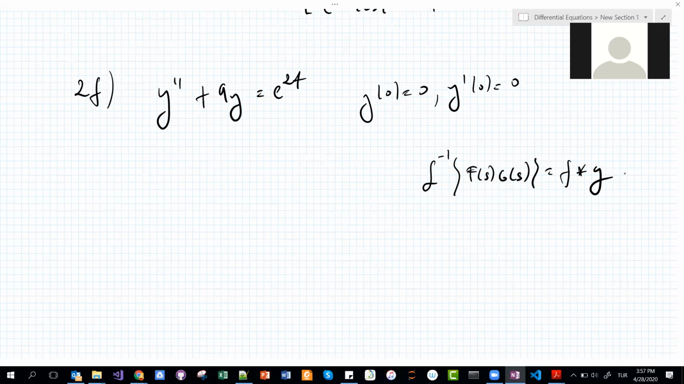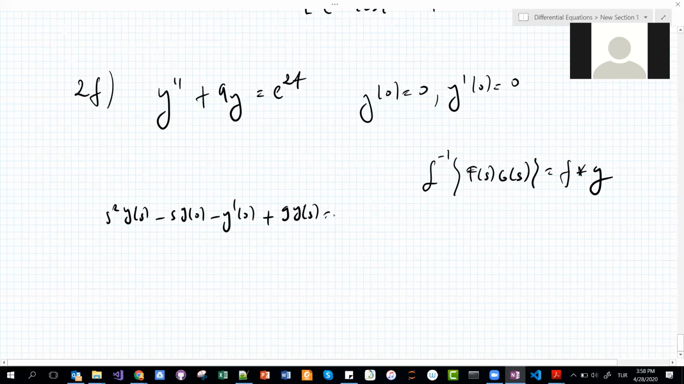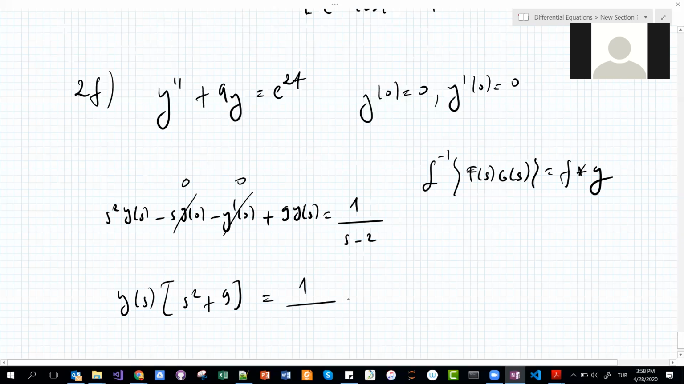So let me use the Laplace transformation first. The Laplace of y second prime, as you know, is s squared Y of s minus s y of 0 minus y prime of 0, and then plus 9 Y of s. And the Laplace of the right-hand side is equal to 1 over s minus 2. If I use the initial values, 0, 0, then Y of s on the left-hand side will be this one, s squared plus 9, which is equal to 1 over s minus 2.